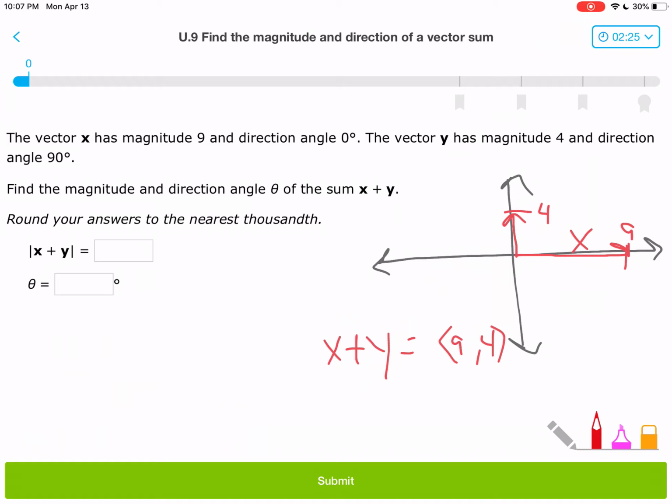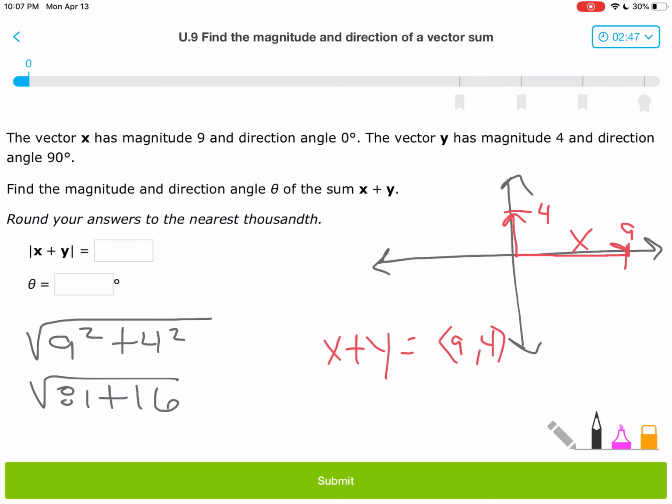Okay, so let's go ahead and find our magnitude. It's going to be the square root of 9 squared plus 4 squared. So that's going to equal the square root of 81 plus 16, which is going to equal the square root of 97.